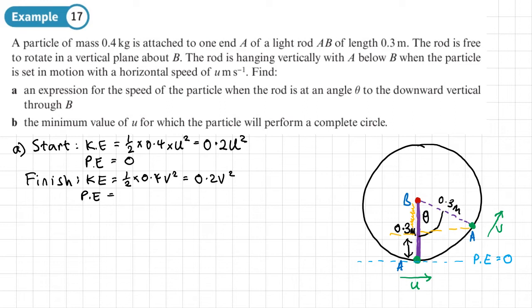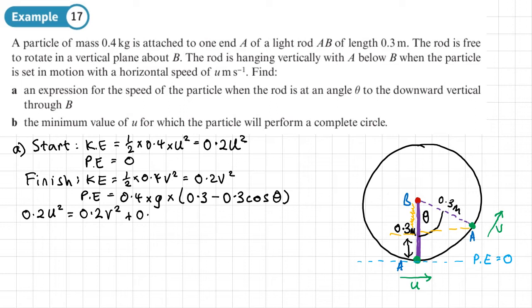So now we can do our potential energy. That is m g h, and that height is 0.3 minus the little bit above it that I put the orange squiggly line on, which is 0.3 cos theta. So no energy is lost. We can use conservation of energy. The total energy before, which is 0.2 u squared, is going to equal the total energy after, which is 0.2 v squared plus 0.4 g times 0.3 minus 0.3 cos theta.